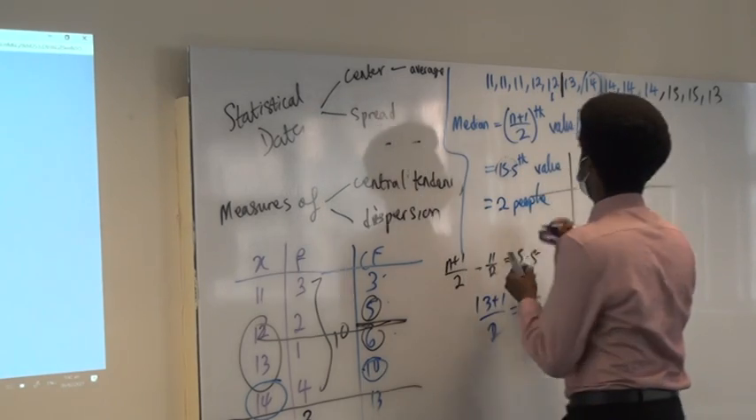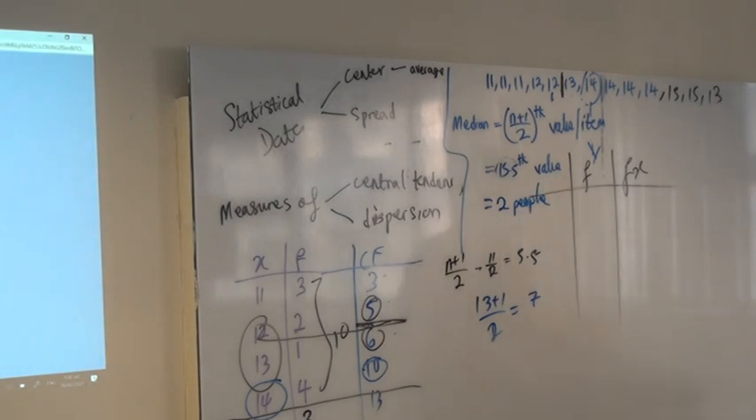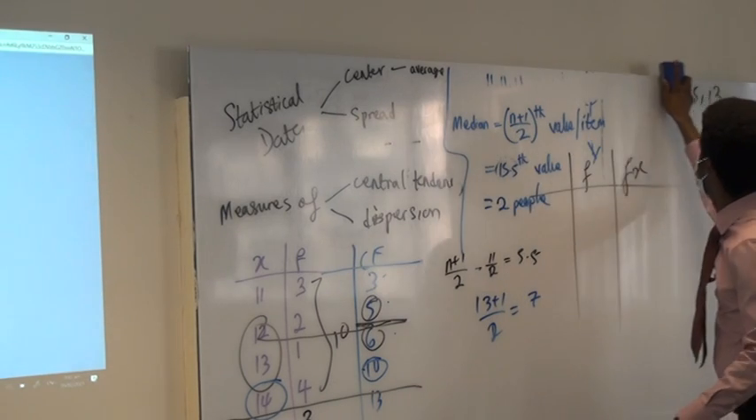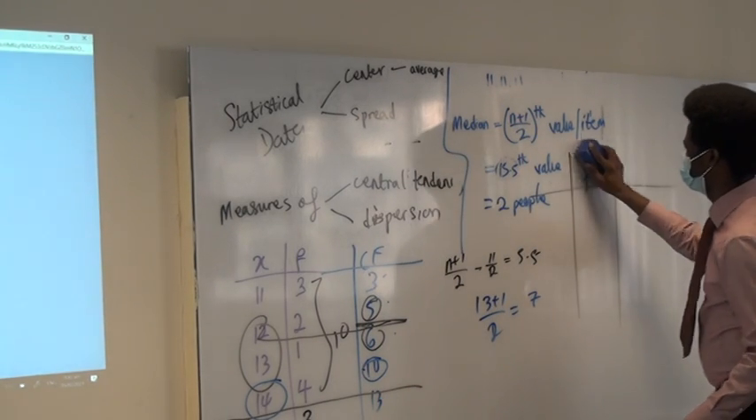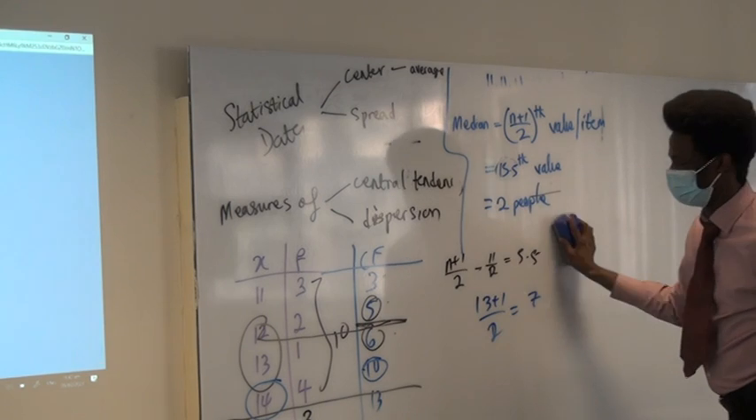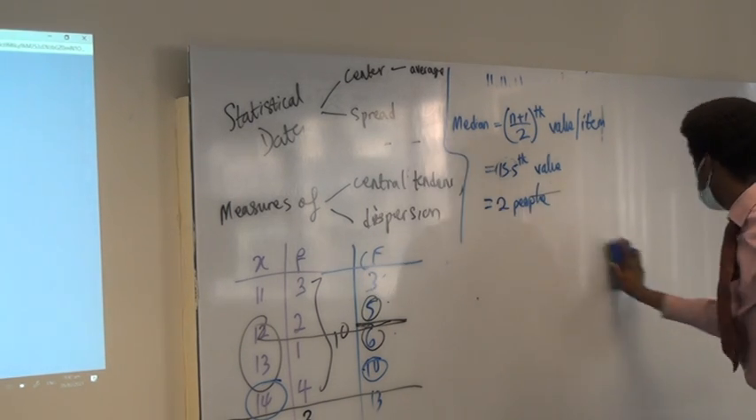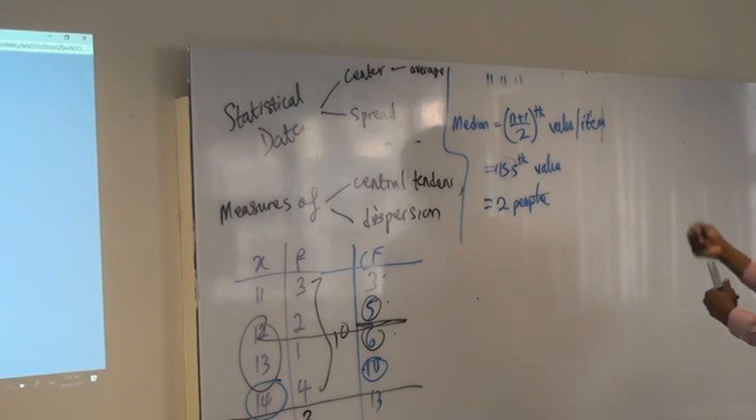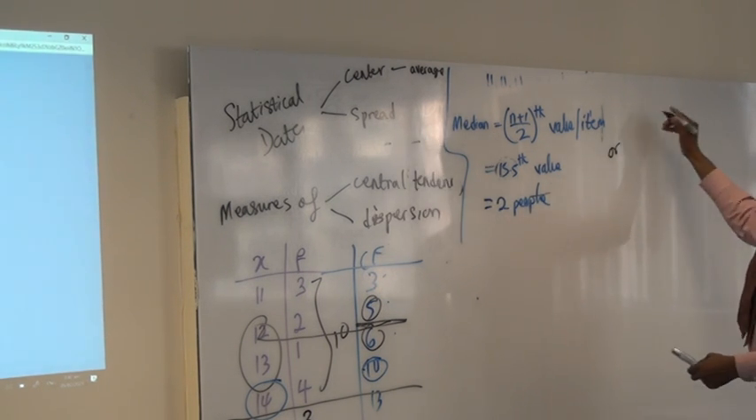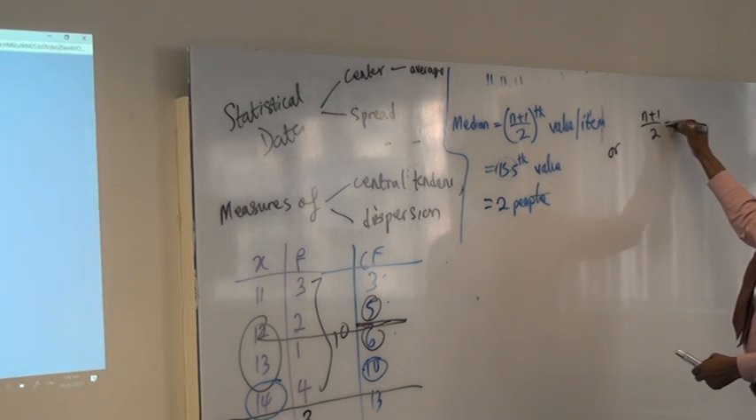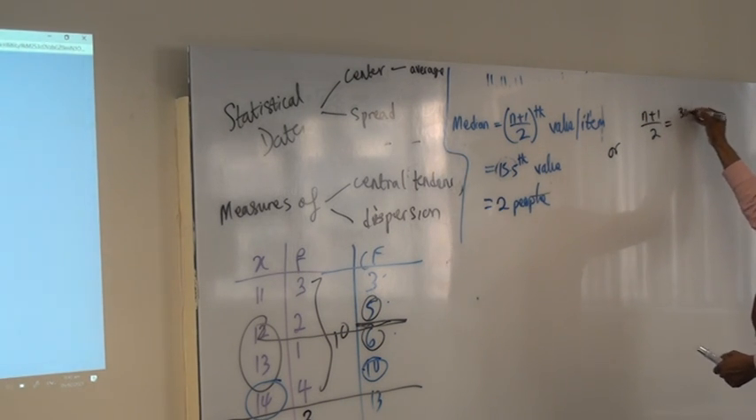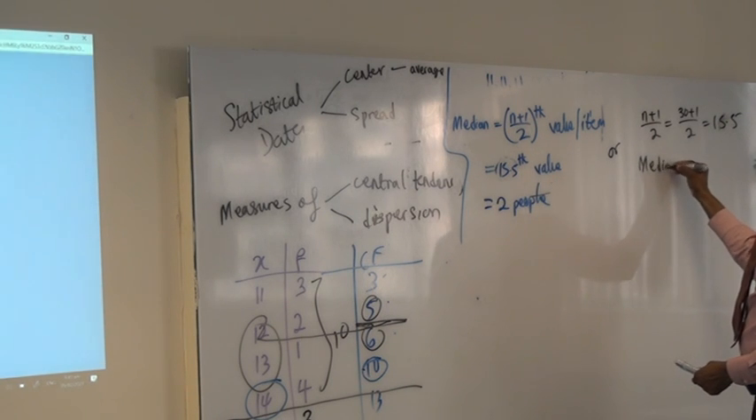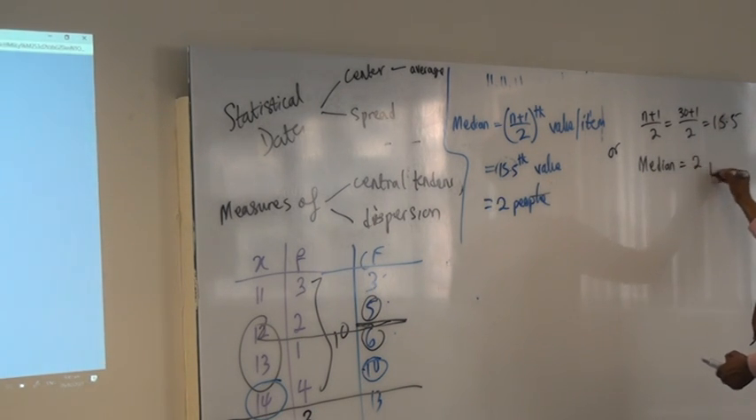So this is a good way to present your work. If you don't want to do this, you can start by saying n plus 1 over 2 equals 30 plus 1 over 2, which is 15.5. Then you write median is equal to 2 people.